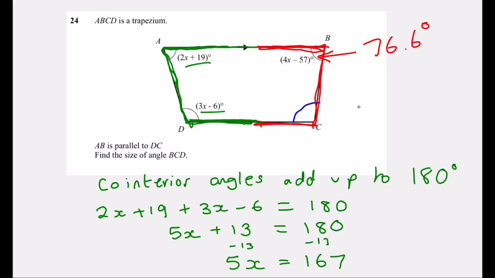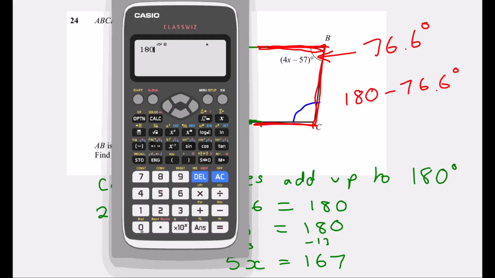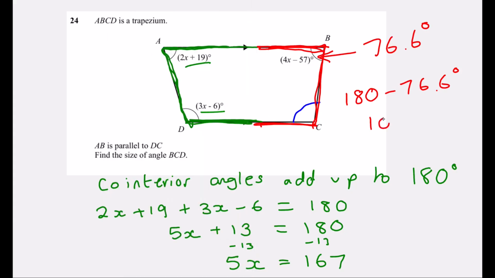And the angle we want is going to be 180, take away 76.6. And that is 103.4. So there is our answer, 103.4 degrees.